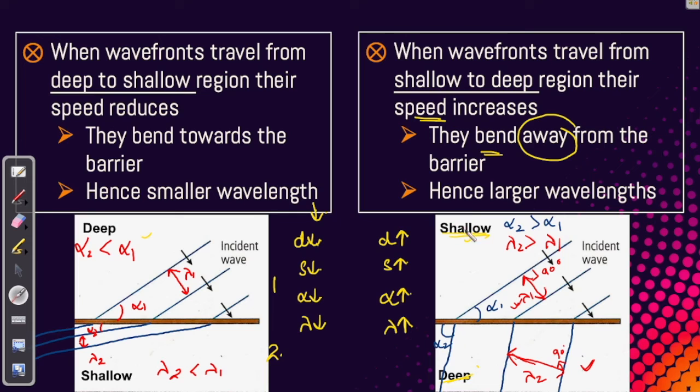Similarly, when the waves travel from shallow to deep, the depth is going up, the speed goes up. Therefore, the angle with the barrier goes up. Now you draw the wavefronts with the greater angle with the barrier, and automatically you will see that the spacing between the wavefronts is going up. Compare the spacing here and here, it is going up. So what can you infer? That the wavelength is going up.